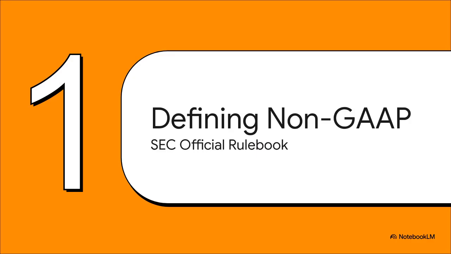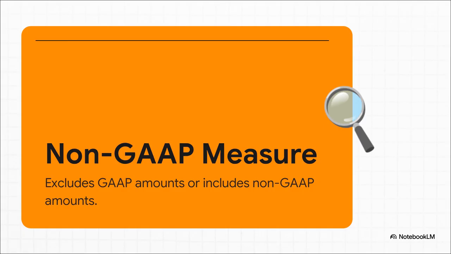All right, Section 1. Let's lay down the groundwork by defining non-GAAP measures according to the SEC's official rulebook. So the crucial starting point is getting a firm grip on the SEC's baseline definition. A non-GAAP financial measure is basically a numerical measure of a company's historical or future financial performance, their position, or their cash flows that does something very specific. It actively modifies standard GAAP measures in one of two distinct directions. It either excludes amounts that GAAP normally requires you to include, or it includes amounts that GAAP normally tells you to exclude. It is a completely intentional departure from standard accounting.